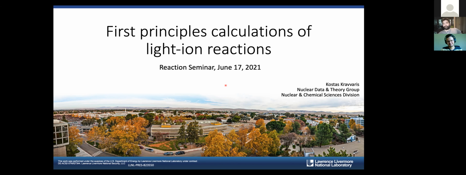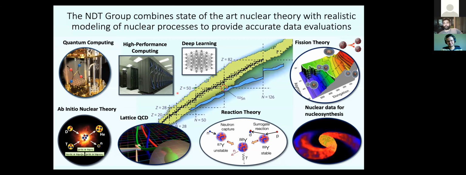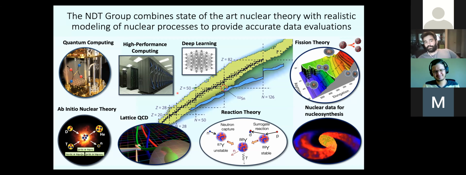I'm going to be talking about first principle calculations of light ion reactions, and this is work that is done mainly here in Livermore, this beautiful campus that you can see here. But before talking about reactions per se, I'm going to give a little bit of background about what the nuclear data and theory group does and how first principle or ab initio nuclear theory fits in.